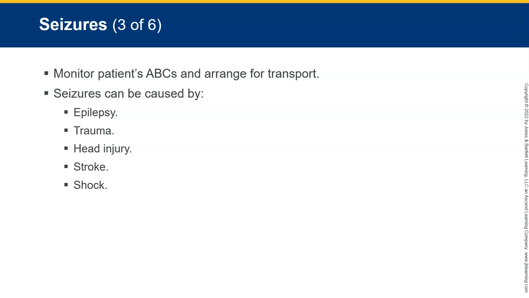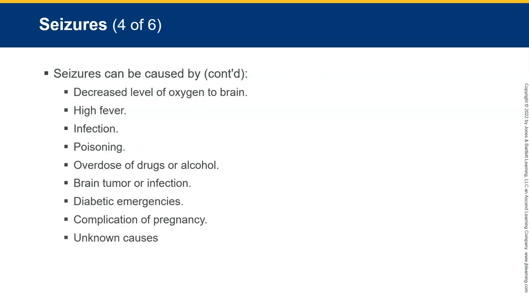Now, seizures can be caused by a lot of things. Epilepsy, so I guess you'd call it kind of a disease process. Trauma, head injury, stroke, shock, lots and lots of things. Obviously, drugs and alcohol. Decreased level of oxygen to the brain, so that's why we said we're going to make sure that we're keeping them oxygenated. High fever, we talked about febrile seizures. Typically, you don't see that in adults. I say typically, I never have seen one, and most literature you read suggests it's just going to be for small children. Infection, poisoning, drugs, alcohol, brain tumors or infection, diabetic emergencies, even a complication of pregnancy.